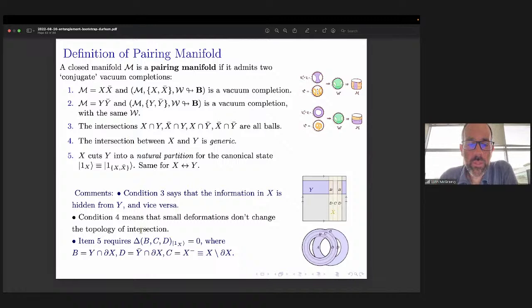And then finally, we require that, so Y divides X up into a bunch of regions, and we're going to demand that something like axiom one is satisfied in the unique state guaranteed by this construction on X. Okay. So this is a definition which is a little complicated, I'm sorry. But if we can find examples of it, it's correspondingly very powerful. So first let me show you that there are examples, and then let me show you what we can do with it.